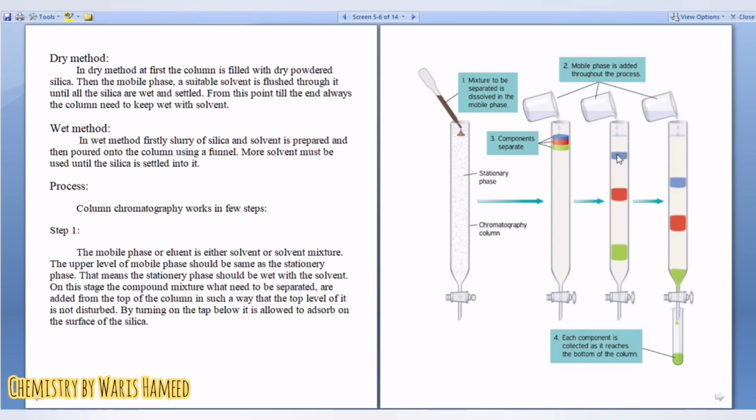I hope that you have understood all the concepts of column chromatography. If you have any question regarding chromatography or column chromatography, you can ask.